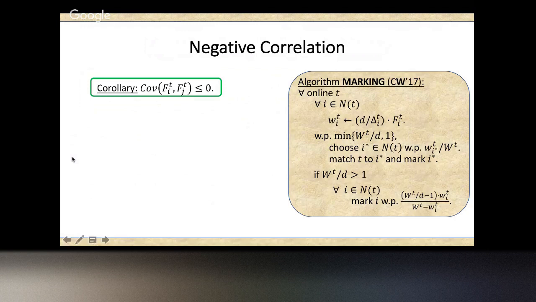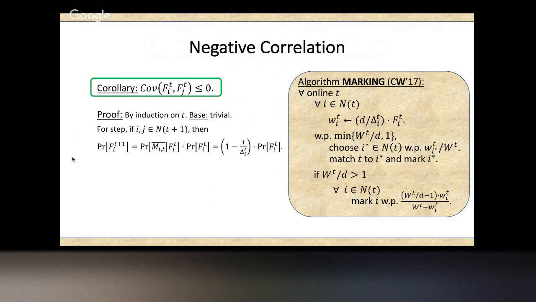So as I said, the covariance of FTI and FTJ is at most 0. So this, again, is an easy proof by induction, so let's go through it. For step T plus 1, if I and J are neighbors of T, then the probability that I is free by time T plus 1 is the probability that it was free by time T and that it was not marked at time T. So that's the probability it wasn't marked at time T, conditional on it not being marked before, times the probability of it being free until then. From what we showed earlier, this expression should be exactly 1 minus 1 over delta Ti. We showed for any conditioning that this is the case, times the probability of being free.